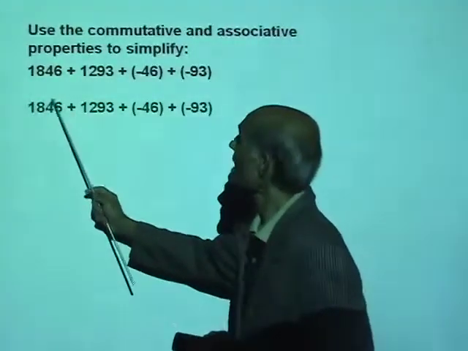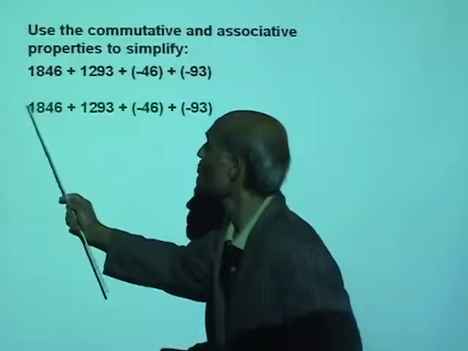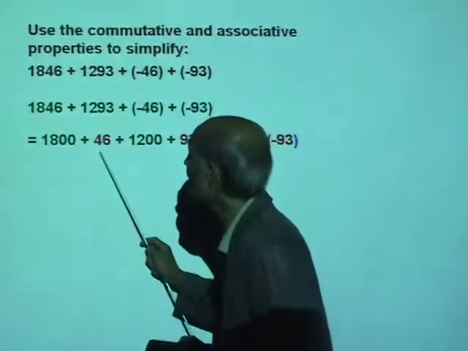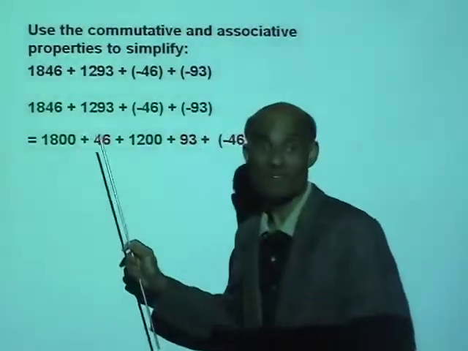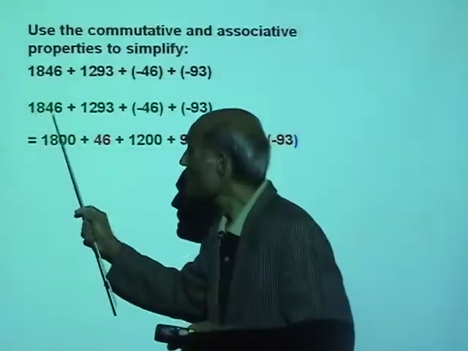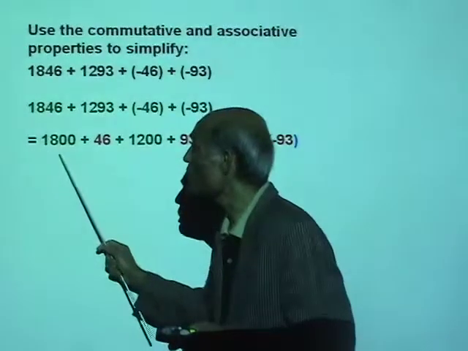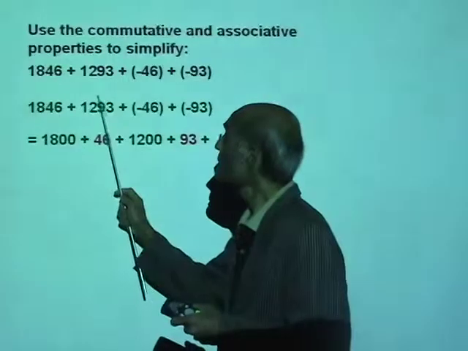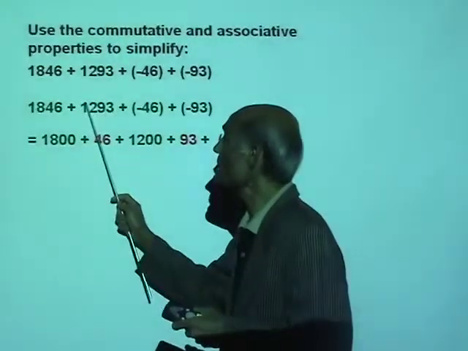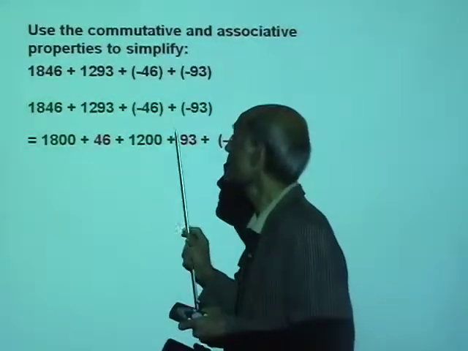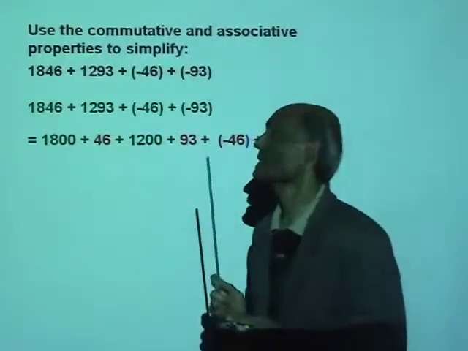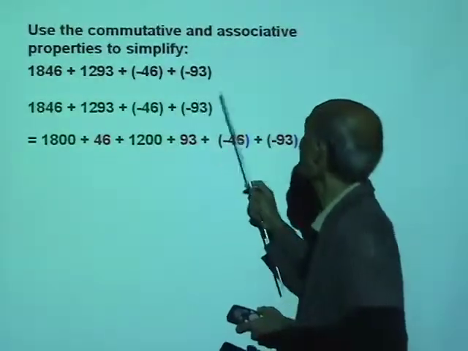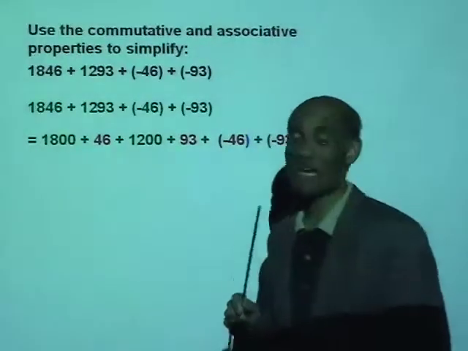I'm going to write 1846 as 1800 plus 46. Is that right? 1846 is 1800 plus 46. Similarly, 1293 is 1200 plus 93. Now, plus negative 46 plus negative 93.